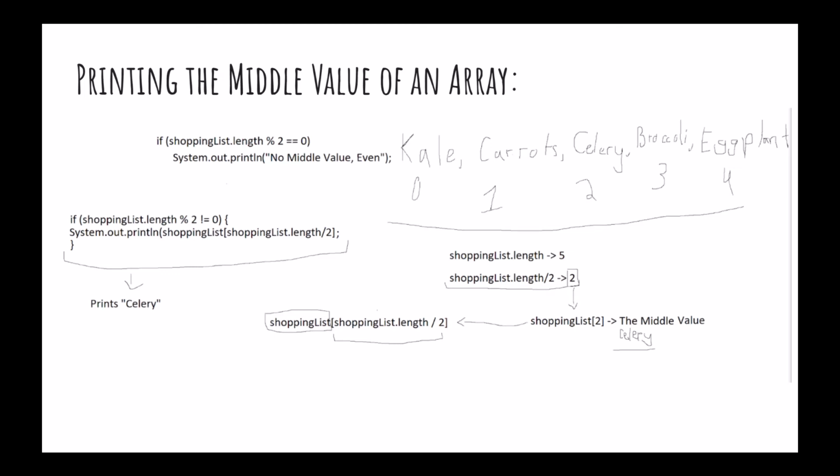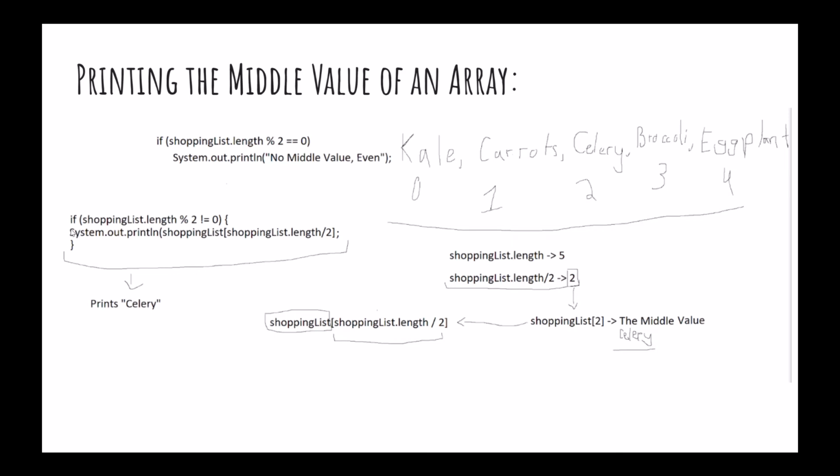If we do 6 divided by 3, it's going to return 2. If we do 7 divided by 3, it's going to return 2. If we did 10 divided by 3, it's going to return 3, not 3 point some random decimal, because we're doing integer division. 5 divided by 2 is going to return 2, right? Then, if we look at the index of 2 in the shoppingList array, that's the middle value, celery, right? So all we have to do is find the index of shoppingList.length divided by 2, and you're going to get the middle value, right?